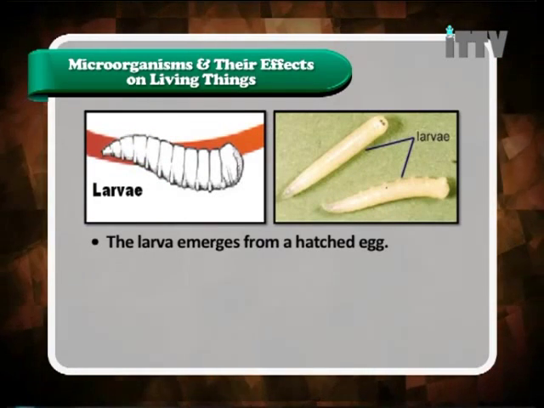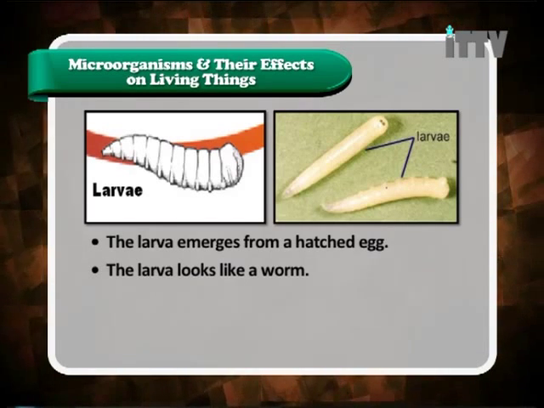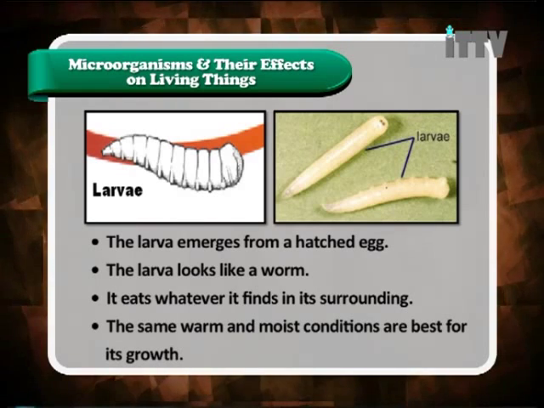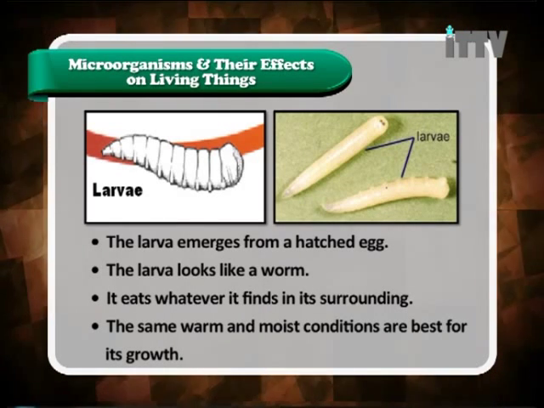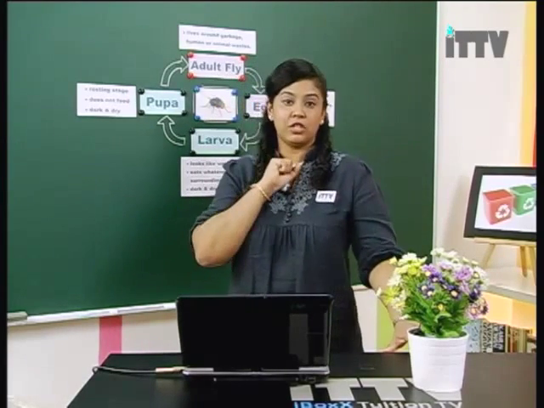The larva emerges from a hatched egg. The larva looks like a worm. It eats whatever it finds in its surroundings. The same warm and moist conditions are best for its growth. So we understand the larva's conditions.